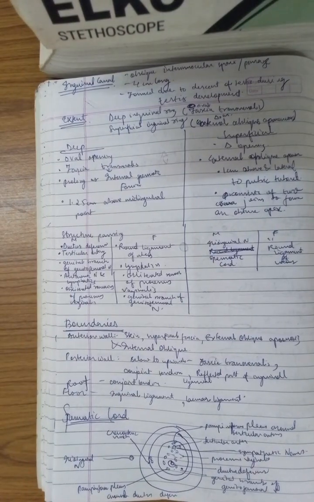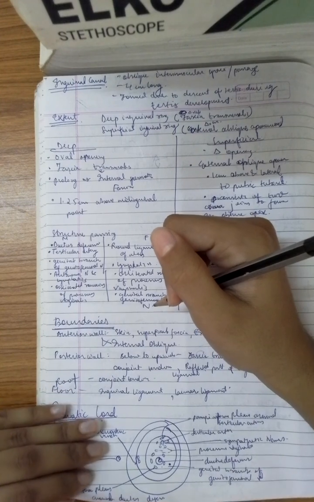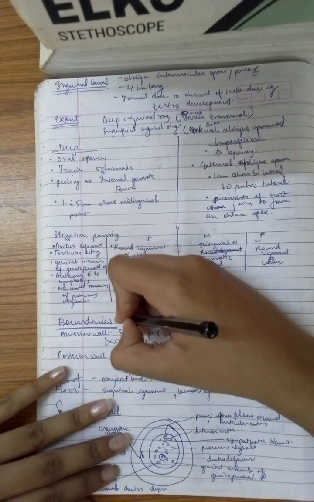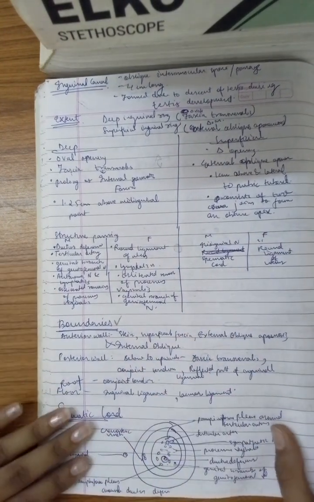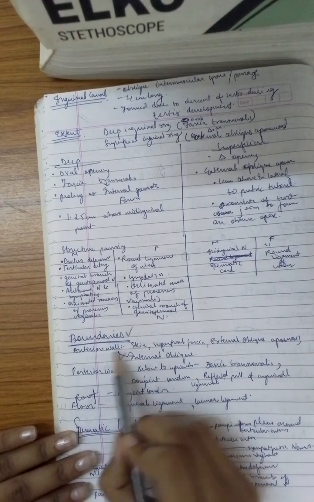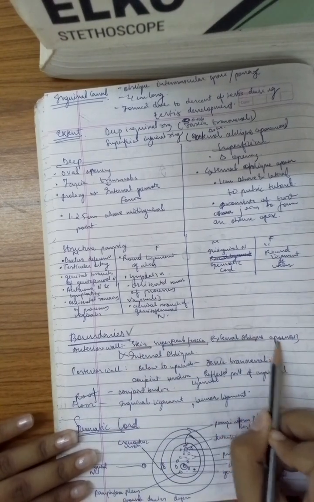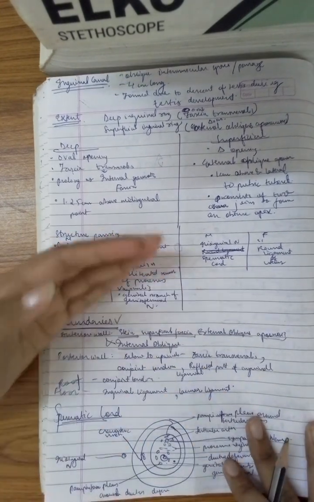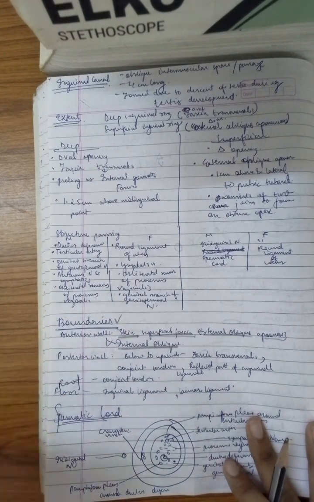Next is the boundaries of the inguinal canal. I have taken the class on inguinal rings last time, so now I am going to take the boundaries of this inguinal canal. The anterior wall is formed of skin, superficial fascia, external oblique aponeurosis and internal oblique muscle. So skin, superficial fascia, external oblique and internal oblique muscles and its aponeurosis.